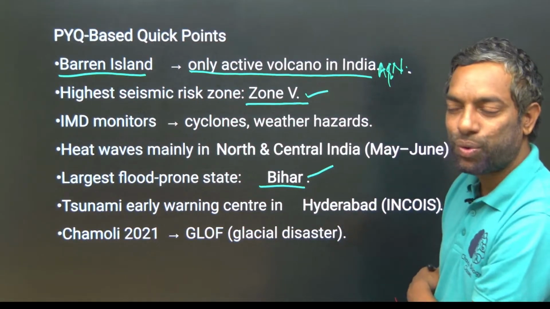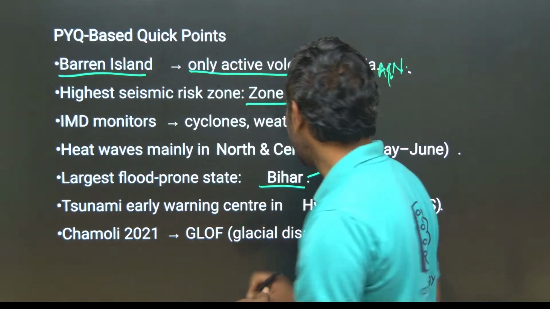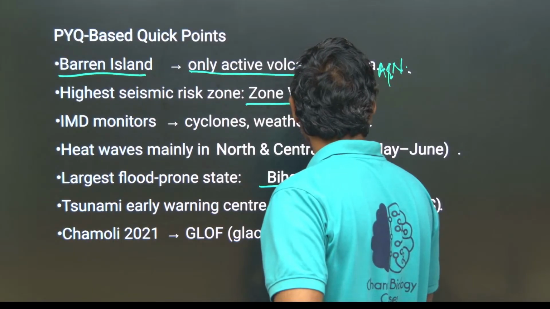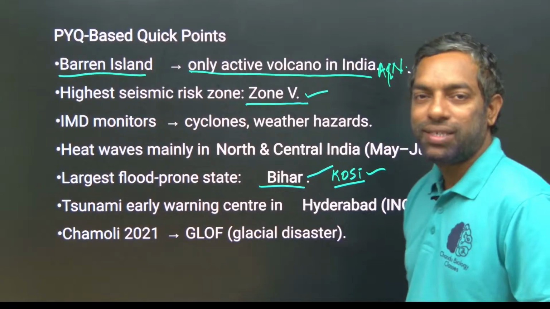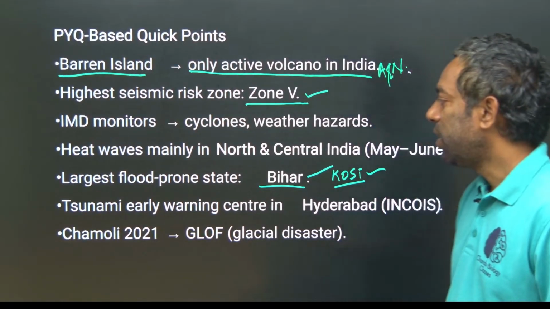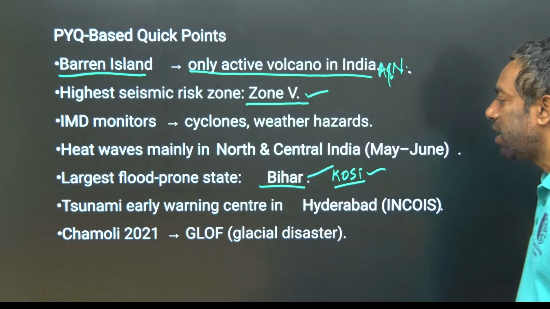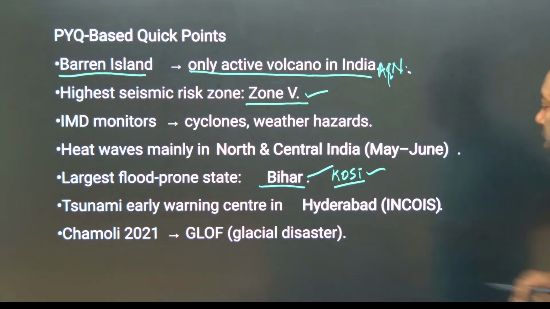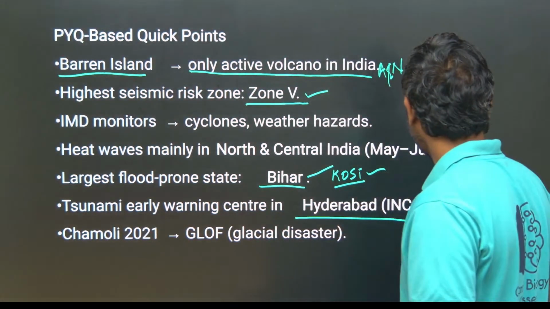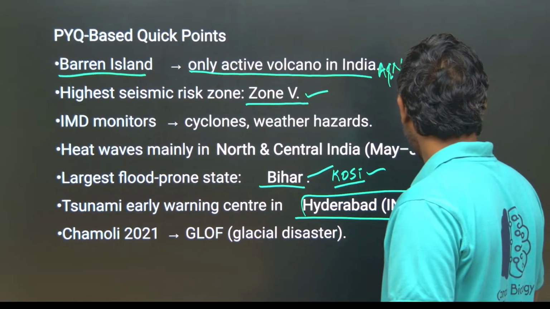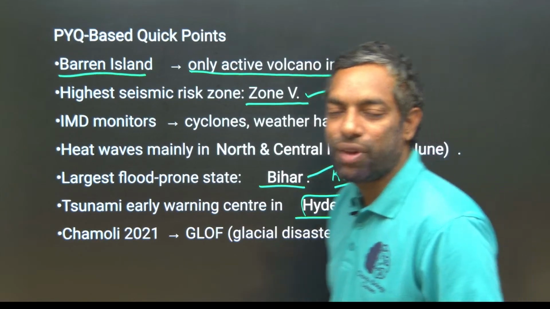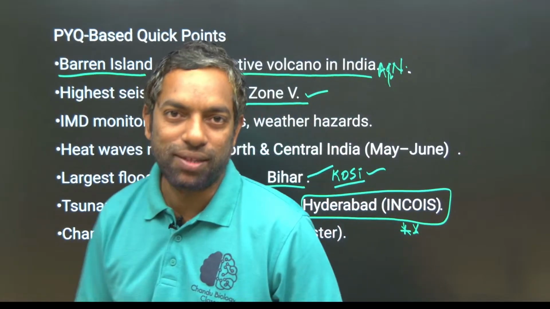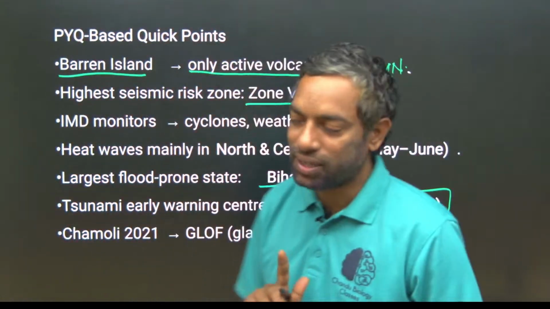Kosi River is the reason for Bihar floodings. The sorrow of Bihar is Kosi. Tsunami early warning center in Hyderabad. This is important. INCOIS. Tsunami early warning center, where is it located? Hyderabad. This is important for the coming exam, guys.